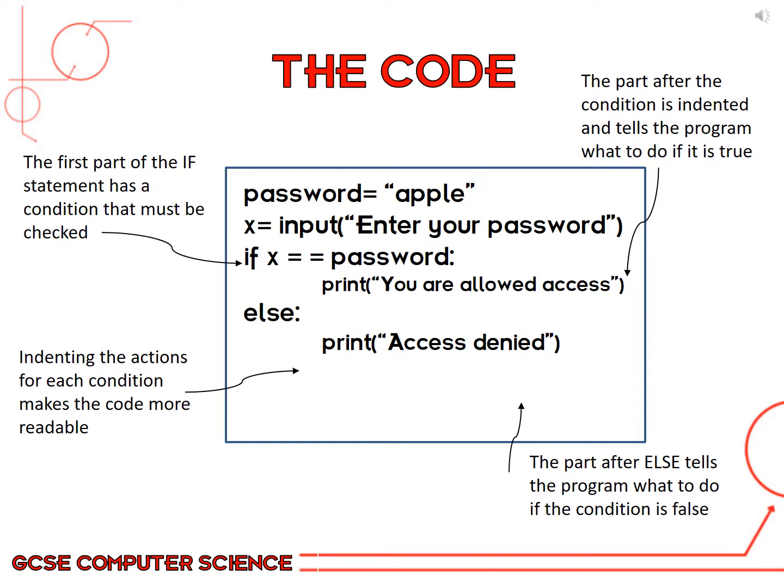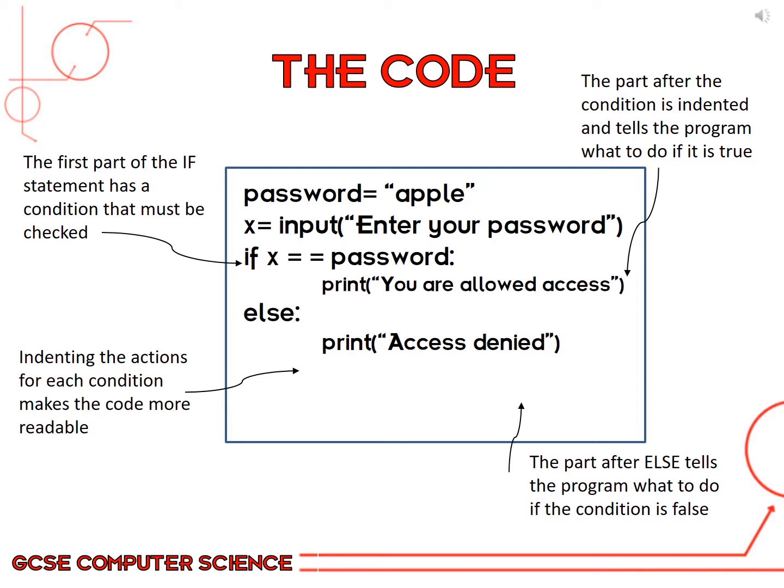Then we create a variable called x. Now this could be something else, like user input or user's guess or whatever you want it to be. That's a variable because it's going to change. So they're going to input a value, they're going to type in their password. The message is going to come up on the screen, enter your password, and they will type it in. If x is equal to password, then it's going to say you're allowed access. Otherwise, it's going to say access denied.